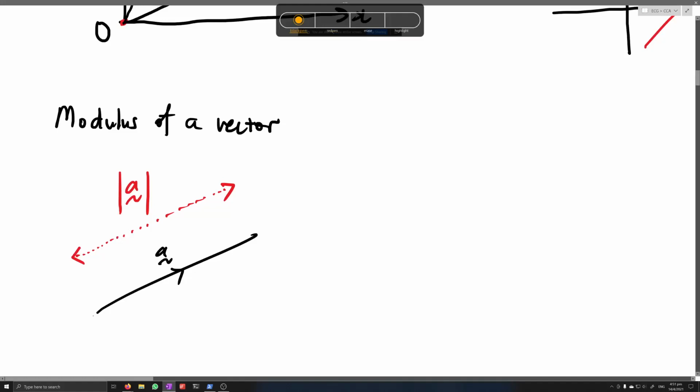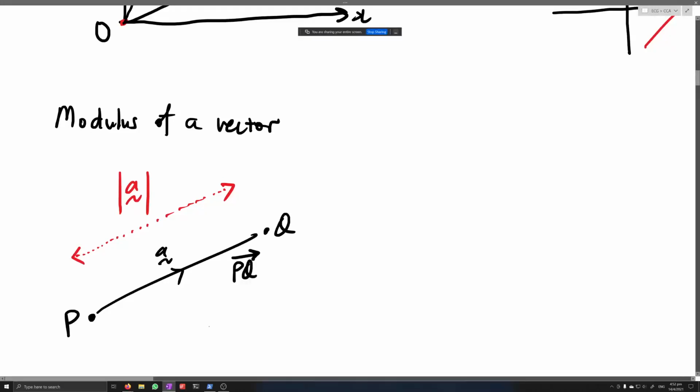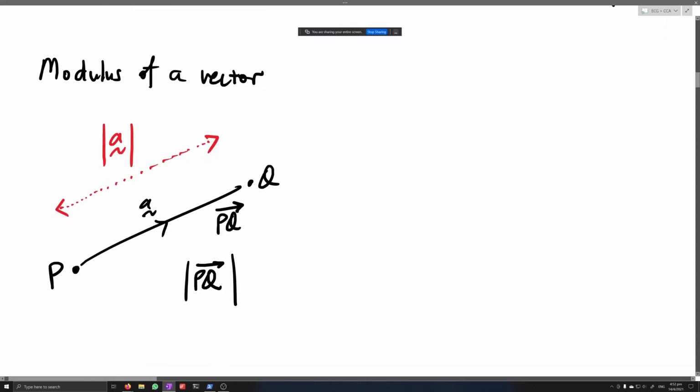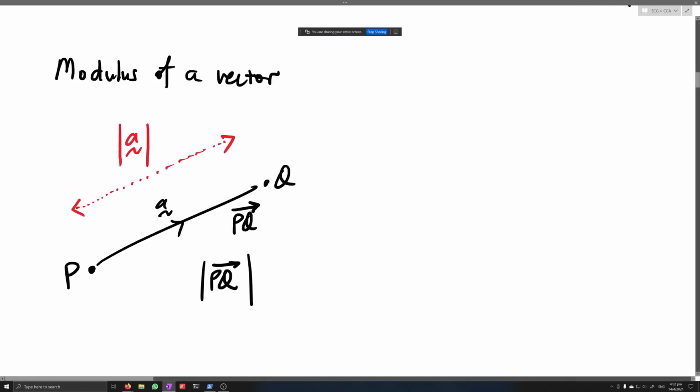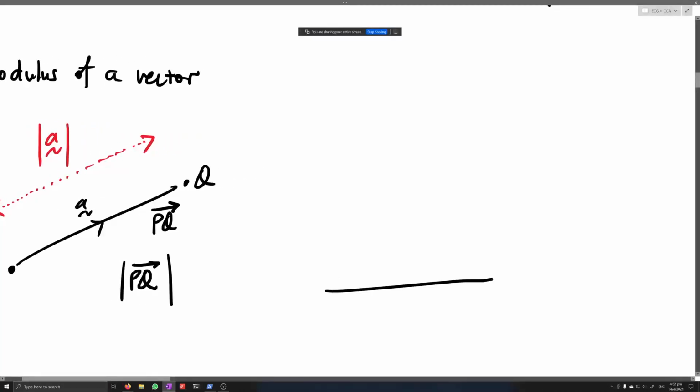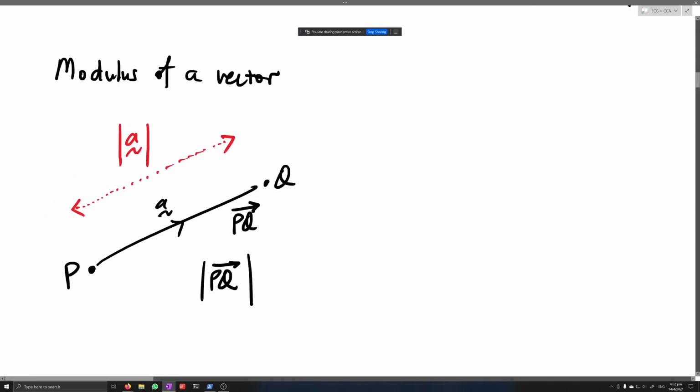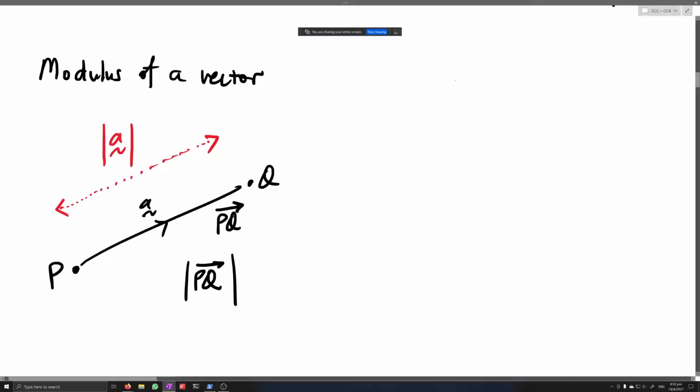Or alternatively, if I were to add a point P, point Q, we also know that we can denote the vector with P, Q, and an arrow. And by extension, the modulus of the vector will also be represented like so. Now, this is a very simple 2D case. I shall introduce the concept of norm later. Okay, never mind. Then, I shall introduce unit vector.